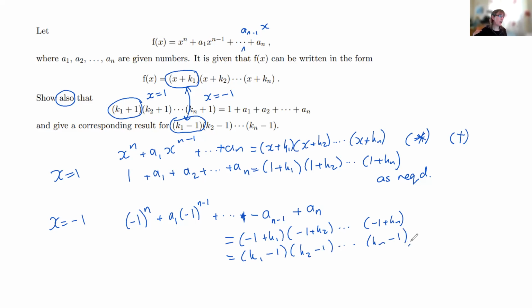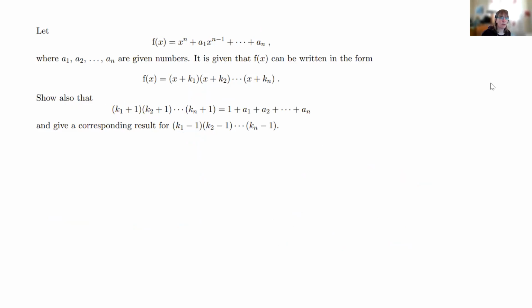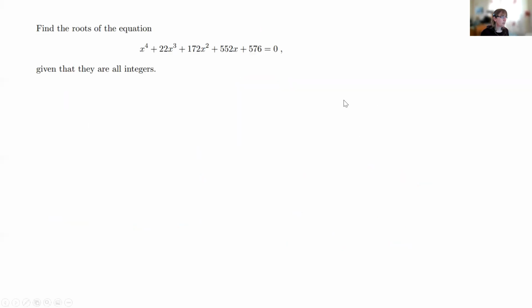Okay, so we now have three separate equations involving k1 to kn. We've done the first three requests of the question. Now it's time to have a look at the last part, which is probably going to be a little bit trickier. For the last part, we're told to find the roots of this equation, given that they are all integers. So we know that the roots of the equation are integers.